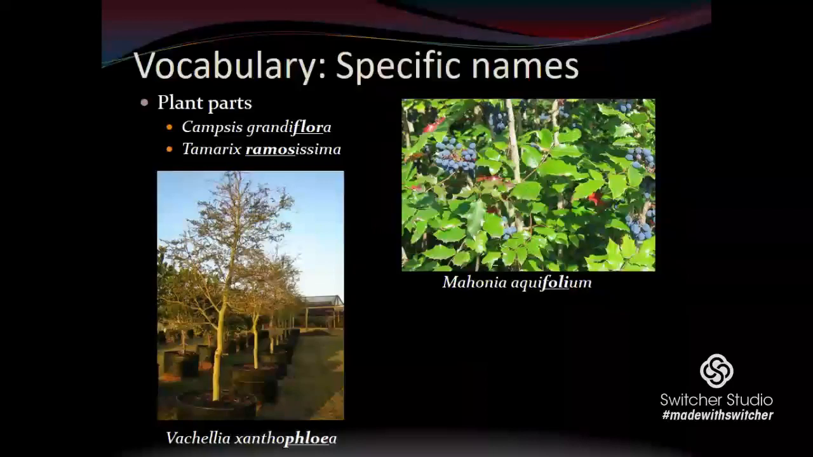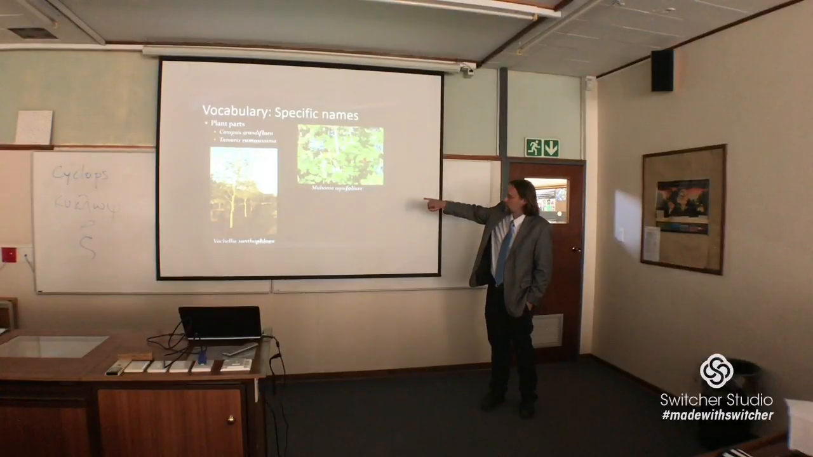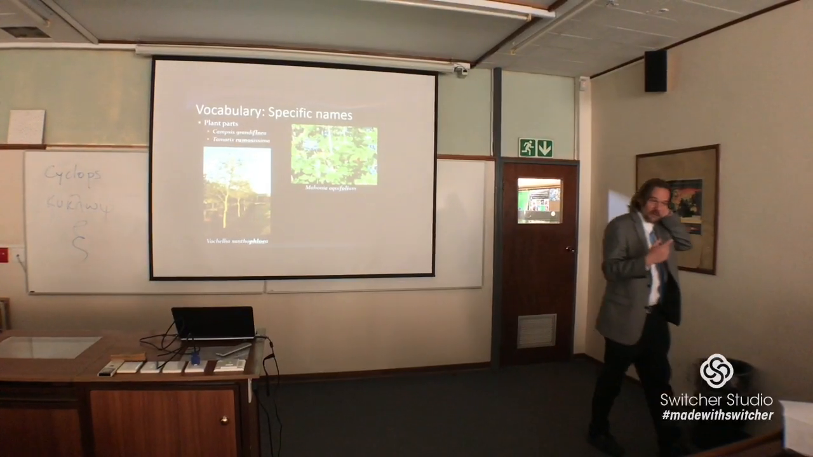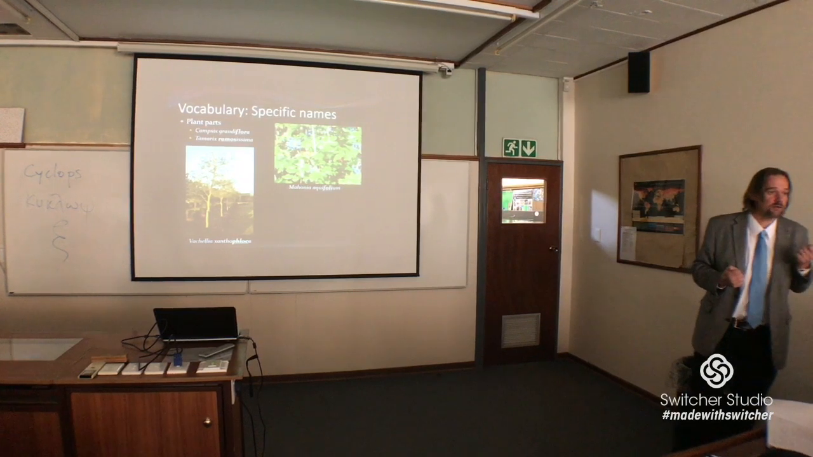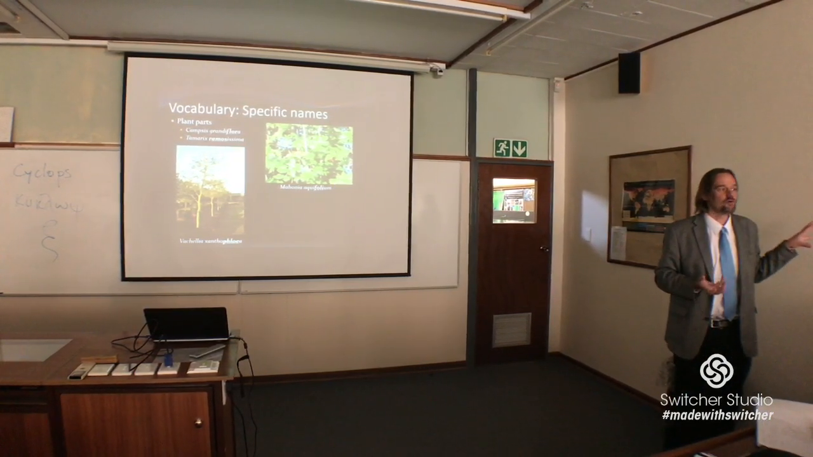Specific names are by far the most numerous, and those are the names you would really want to memorize. So we've done the Compsognathus grandiflora, the Tamarix ramosissima, and there's a Vachellia xanthophloea, the yellow bark acacia, fever tree. Mahonia aquifolium. Once you have this system, now you can make up stuff like aquifolium. Aqui, referring to an oak tree, folium, leaf.